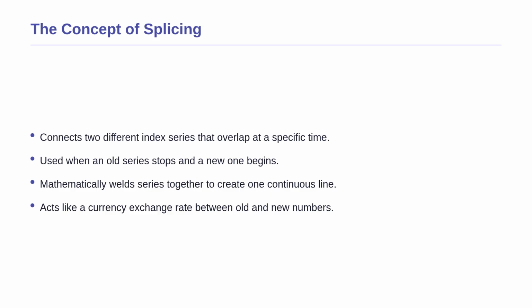In statistics, splicing is how we connect two different index number series that overlap at a specific point in time. Often, a government or company will stop an old index series and start a brand new one with a new base year. If a researcher wants to look at a long-term trend, they cannot just put the numbers side by side because the baselines are completely different. Splicing mathematically welds these two series together at their overlapping year, acting exactly like a currency exchange rate.